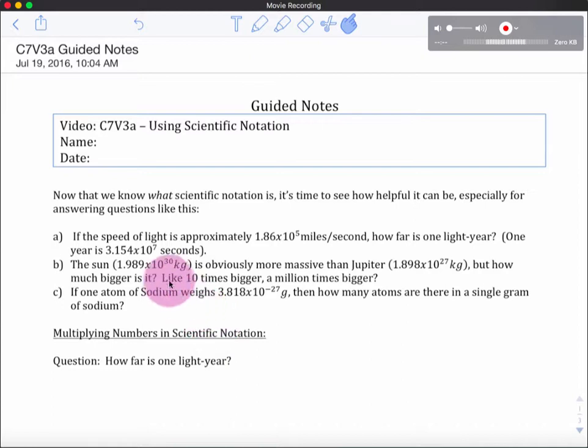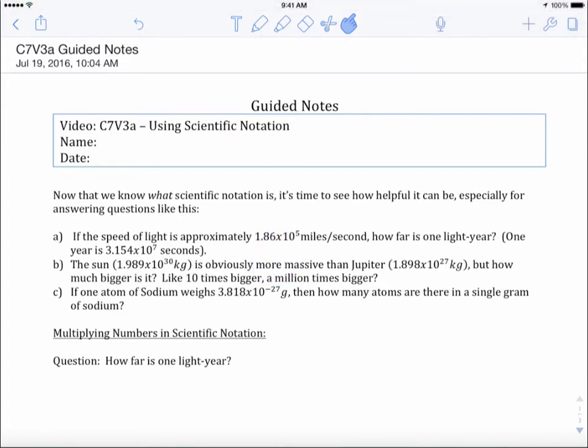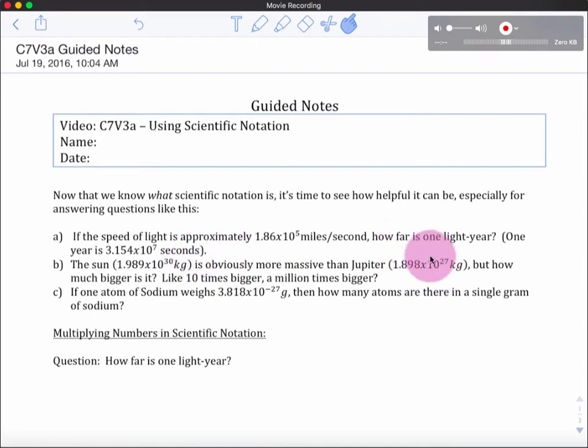Or the sun, very heavy, we learned before it is 1.989 times 10 to the 30th kilograms, is obviously more massive than Jupiter, the largest planet in our system, which is 1.898 times 10 to the 27th kilograms. But how much bigger is the sun? Is it like 10 times bigger, 1,000,000 times bigger, 1,000,000,000,000 times bigger? I don't know. How can we compare these two numbers?